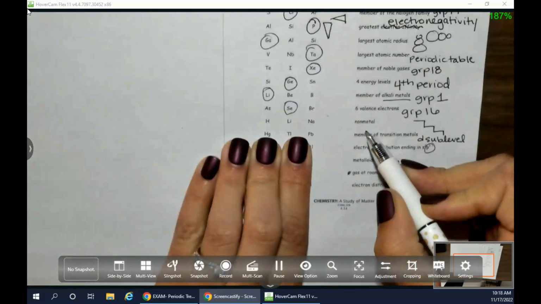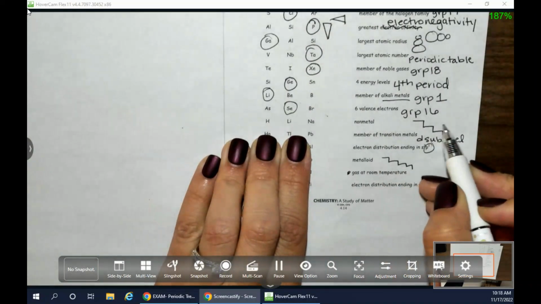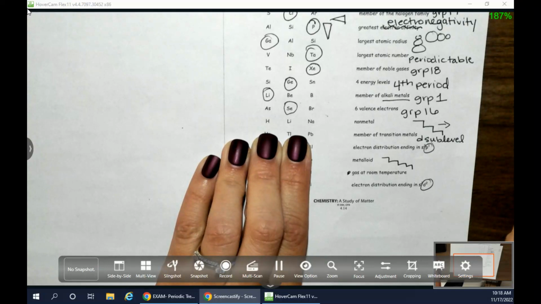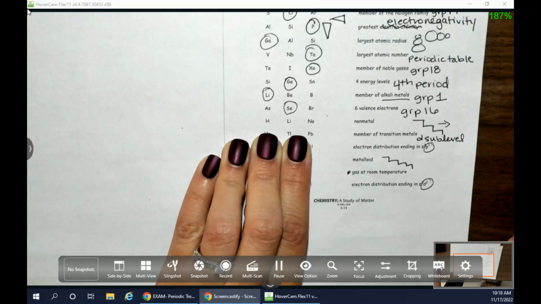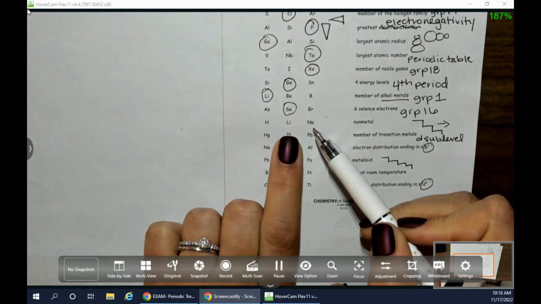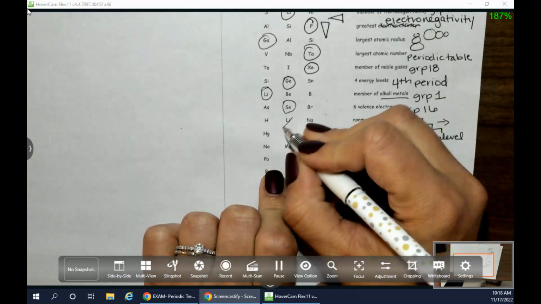All right, who is a nonmetal? Who is on the right hand or right portion of the stair step? You should be saying none of the above, right? None of them are on the right. Okay, so let's take this one step further. We have lithium and sodium. Those have been metals that we've been using in the past.